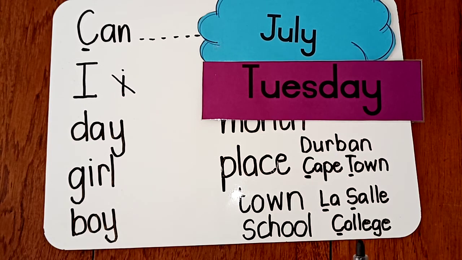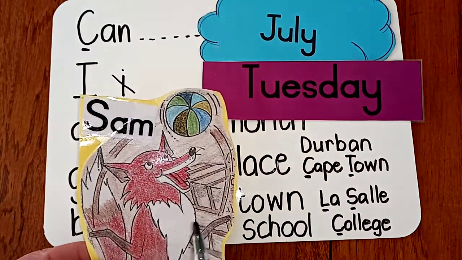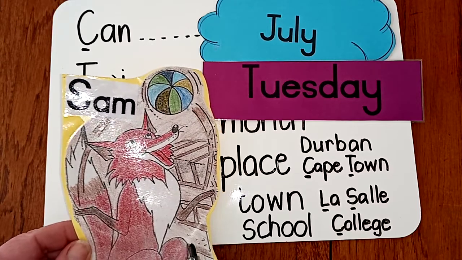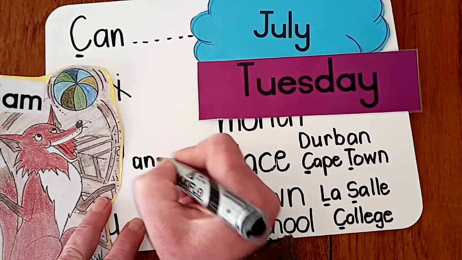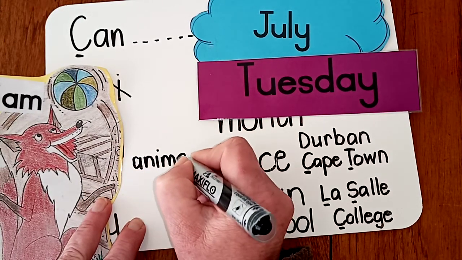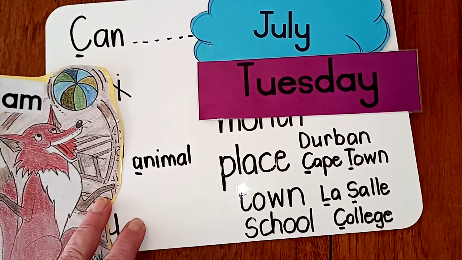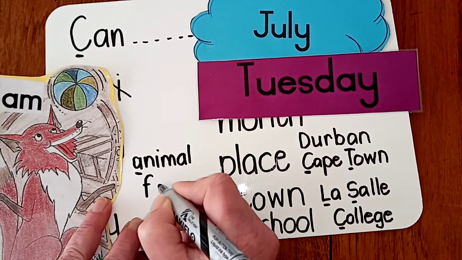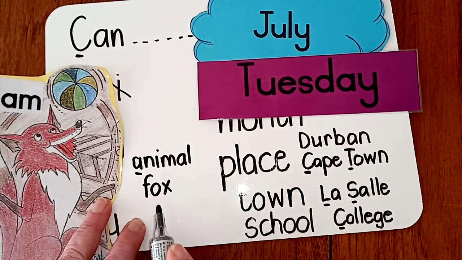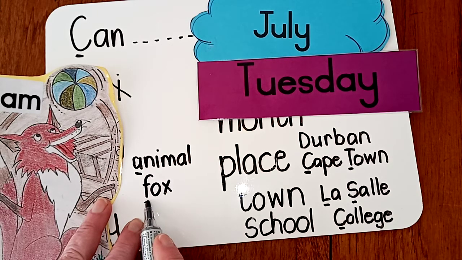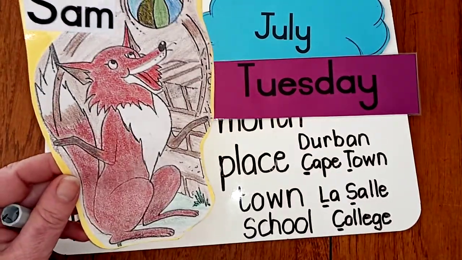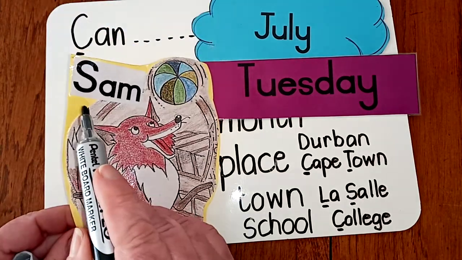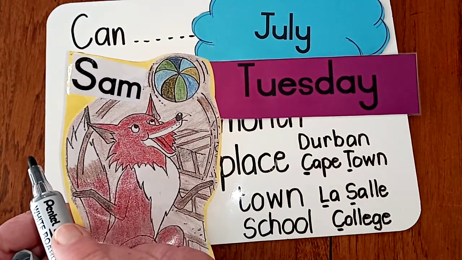And then the last one, here is Sam the fox. So this is an animal. So animal could be any animal. So it's a small letter. Fox is a kind of animal, but it's not a special name. It's just a fox. There could be thousands of foxes. So it's any old fox. But this isn't any old fox. This is Sam the fox. So Sam has a capital.